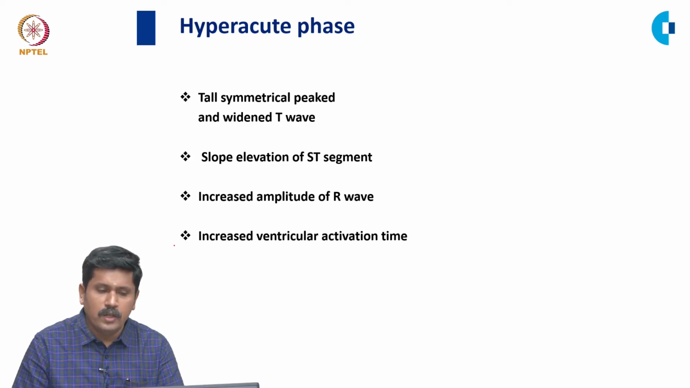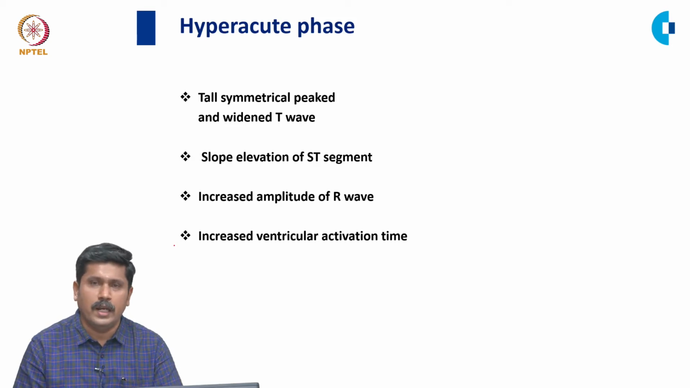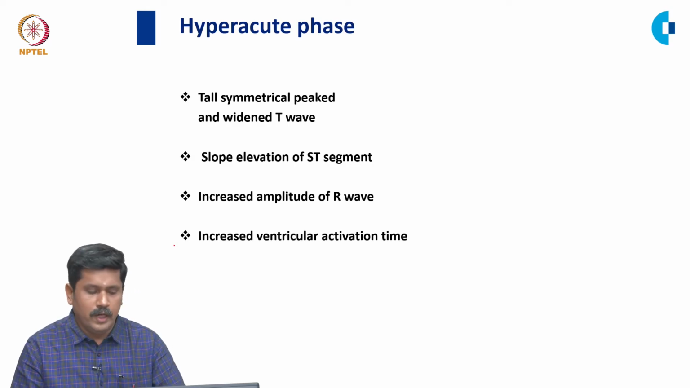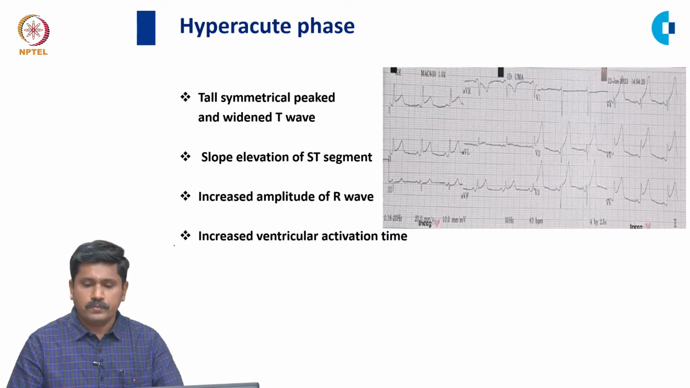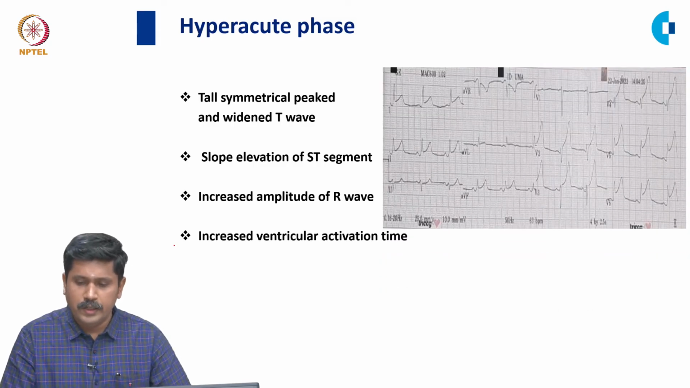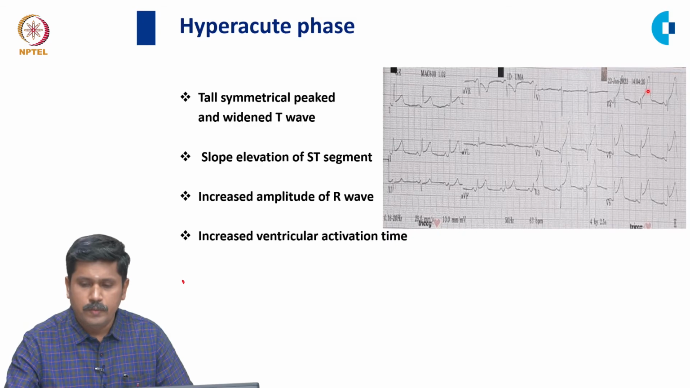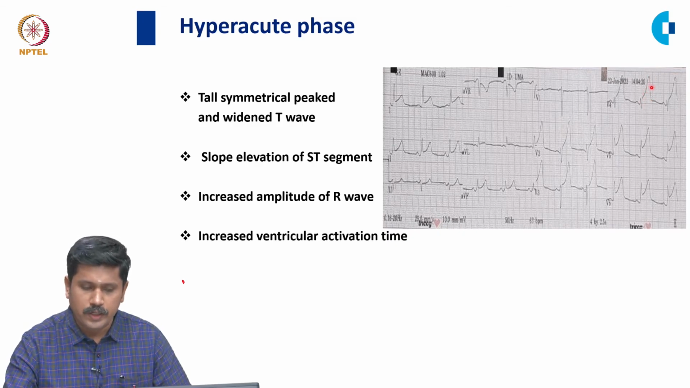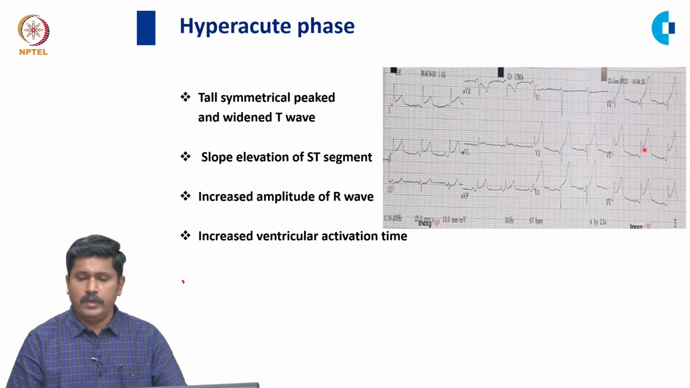Here there is a straightening of the ST segment followed by a slope elevation of the ST segment, and there is an increased amplitude of the R wave and increased ventricular activation time. That is, the time duration from the onset of the QRS to the peak of the R wave will be increased in these cases. So, this is the 12 lead ECG of the patient, where it shows tall, symmetrical, peaked and widened T waves with slope elevation of the ST segment, increased amplitude of the R wave and increased ventricular activation time.